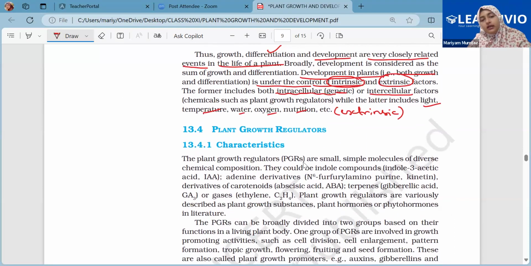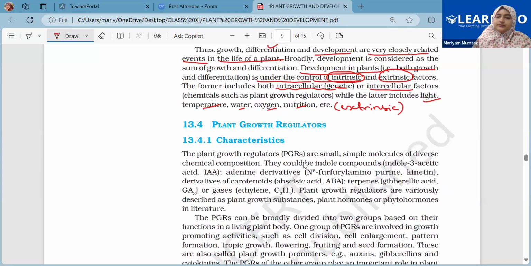Now, talking about the plant growth regulators. The plant growth regulators, or PGR, are small, simple molecules of diverse chemical composition. They could be indole compounds, meaning derived from indole, such as indole acetic acid, that is auxin. Now talking about the adenine derivatives. They have been derived from adenine, that is furfuryl aminopurine, that is kinetin.